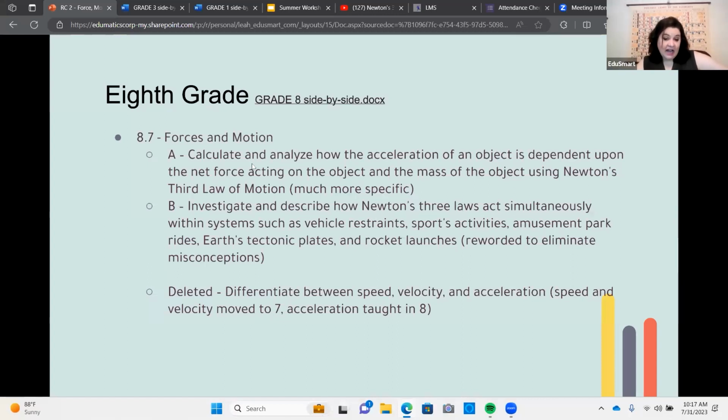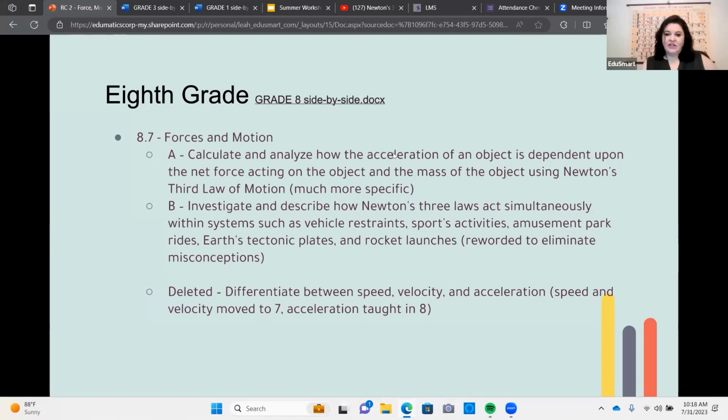So the first one is calculate and analyze how the acceleration of an object is dependent upon the net force acting on the object and the mass of the object using Newton's third law of motion. So again, it's much more specific, and it's calculate and analyze. That analyze is a whole new level of rigor.